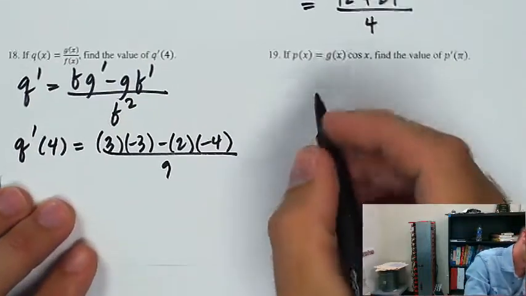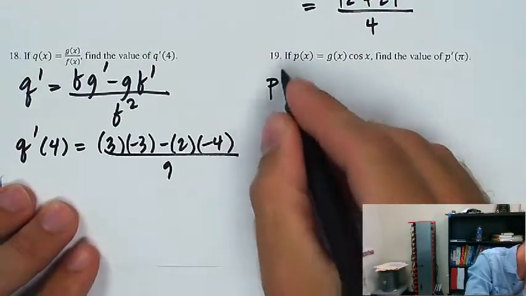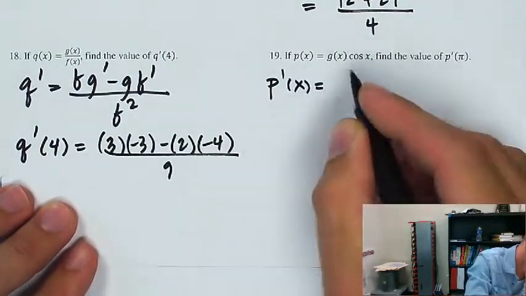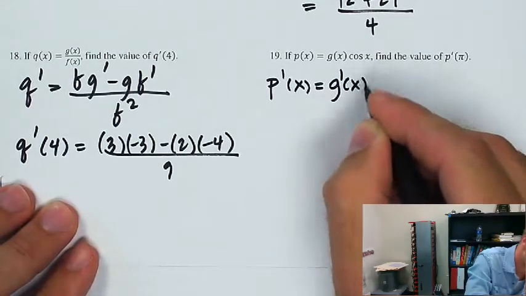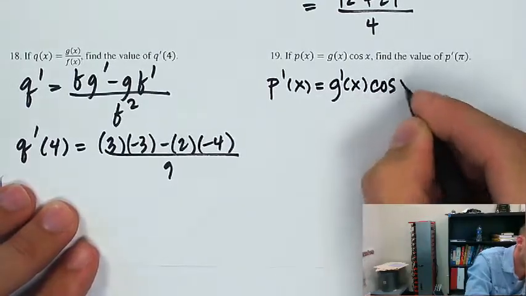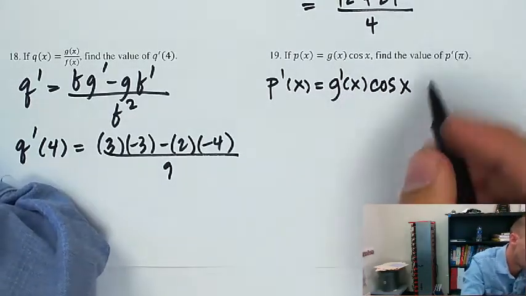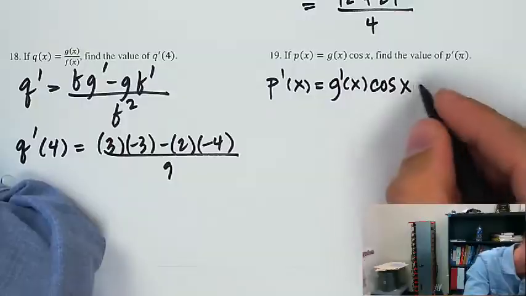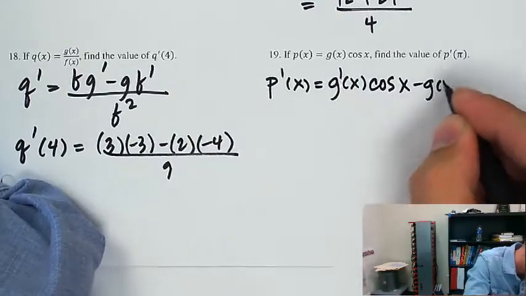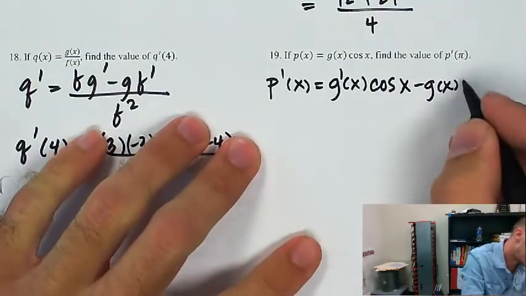That's it. Okay, now we're going to find p prime. That's going to be, take the derivative of g, leave cosine x the same. Then I'm going to add in the derivative of cosine, keeping g the same, but I know that the derivative of cosine is negative sine, so I'm going to make that minus g of x sine x.